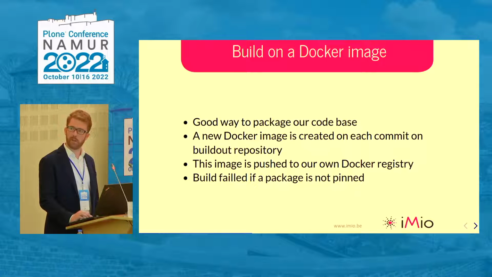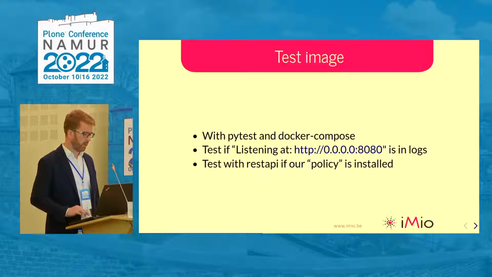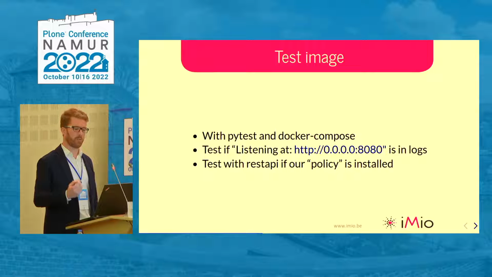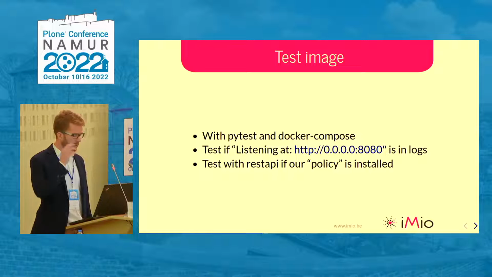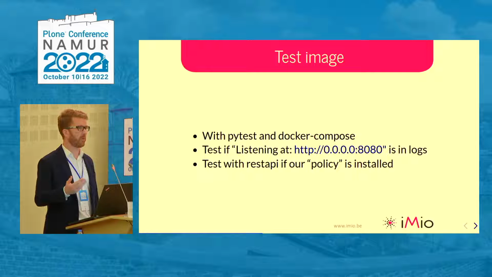The build can fail if you have a network problem or a package is not pinned in the build-out and so on. We also decided to test the Docker image when it is built. For example, at the beginning we just tested by listening in the log whether we have the Zope is ready message or something like this, and we also test with the REST API if a policy is installed.